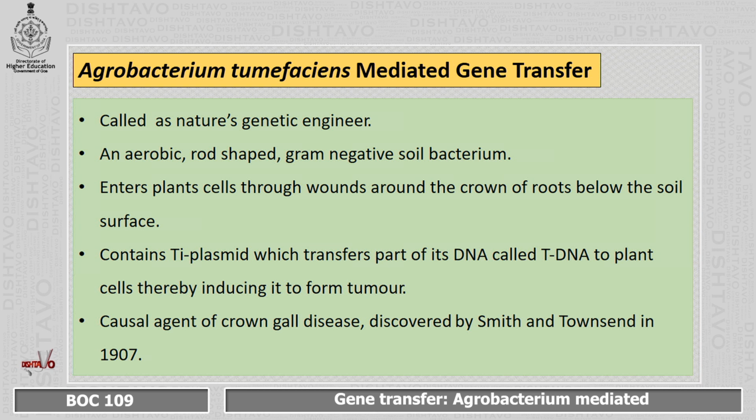It is the causal agent of crown gall disease, which was discovered by Smith and Townsend in 1907. It is known as crown gall disease because this bacterium infects the roots near the crown area and it forms a gall or tumor, which is called gall disease.